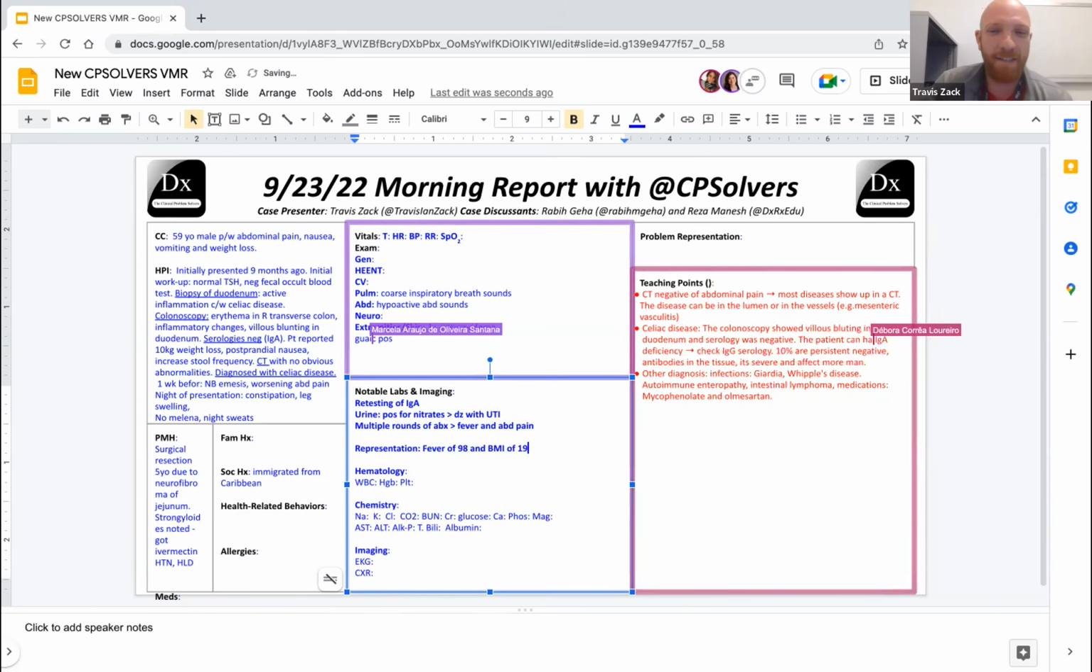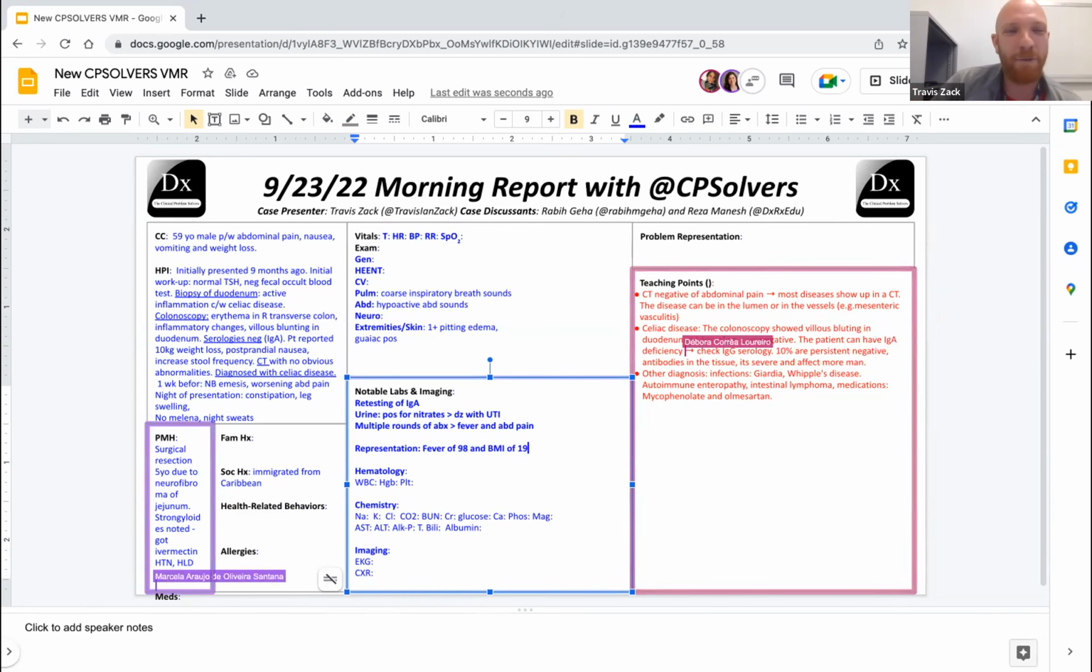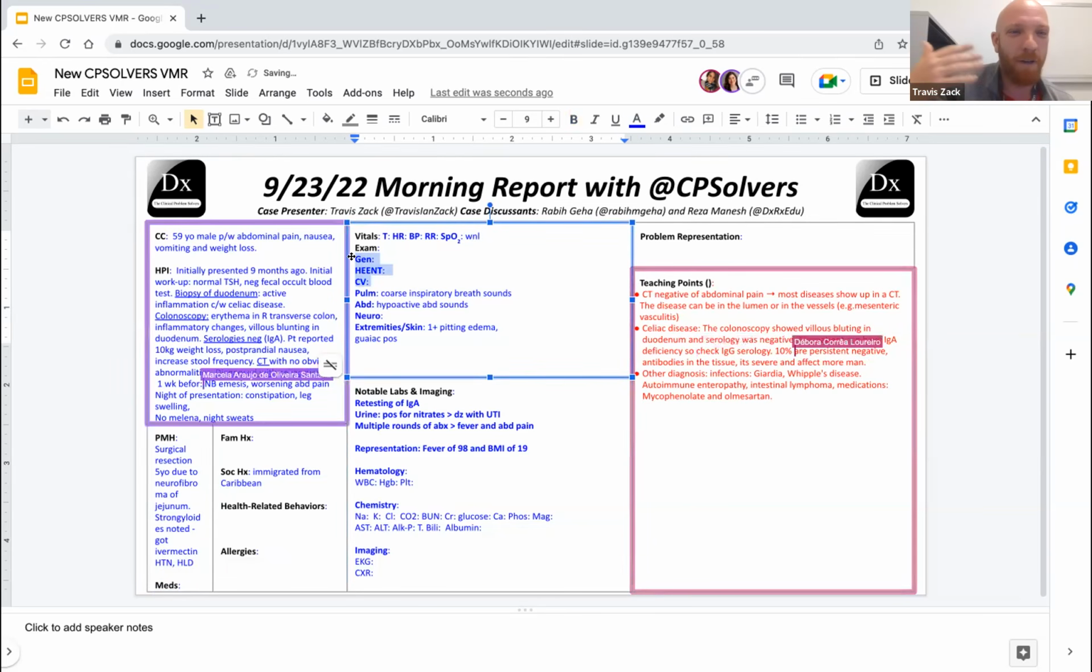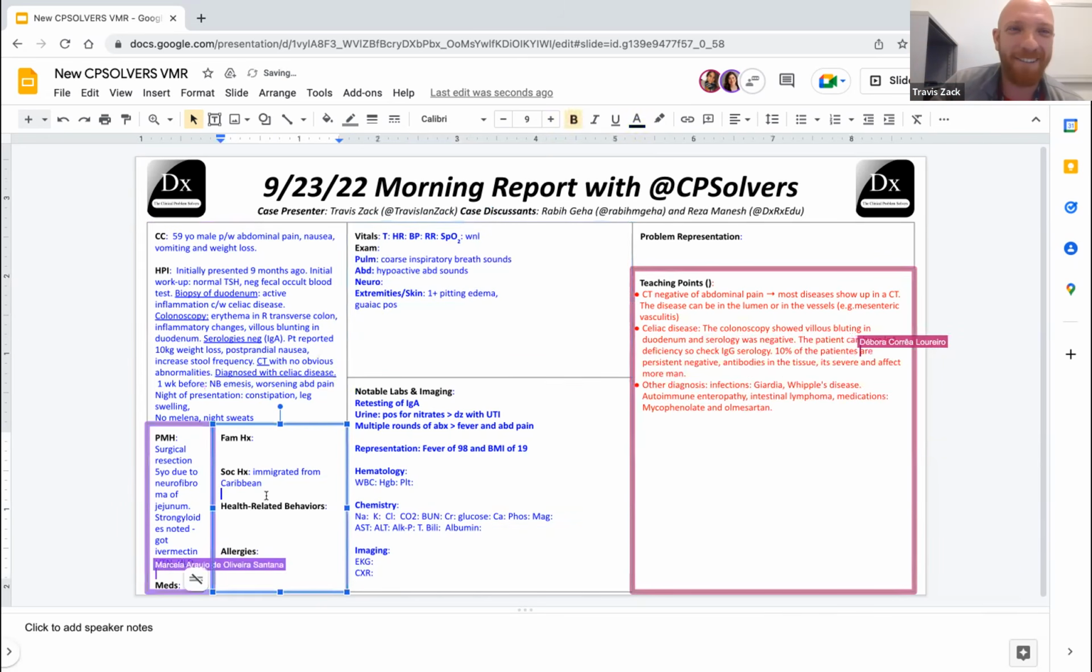So again, I try to condense a little bit because we're short on time, but still a lot of process there. And of course, I loved your differential, and now it adds a little bit with this history of a strongyloides infection, though, just to be clear, that's part of what's going on. So there's still a little bit going on.